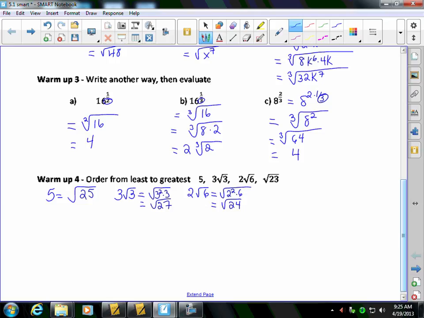So to go from least to greatest, since these are all square roots, we just look at the values inside them. So square root of 23 is the smallest. Next one would be the square root of 24, which is 2 square root 6. Then is 25, so that's a 5. And then 27 was our next value, so that's 3 square root 3. So that would be your solution to that.